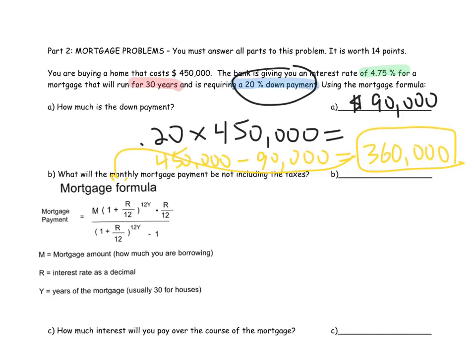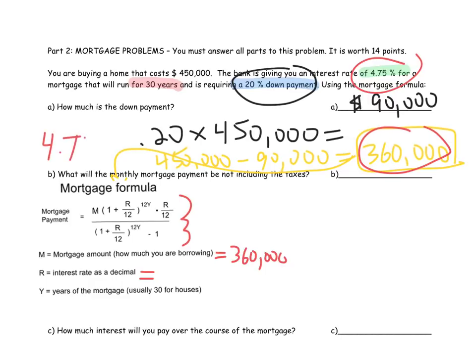Part B, what will the monthly mortgage payment be, not including the taxes? Well, here's our mortgage formula, and the three values that you need to use the formula are M, the mortgage amount, how much you're borrowing, which in this case is this $360,000 number. R is the interest rate as a decimal. So here we have 4.75%. We will move the decimal point 2 places to the left. So here the R is 0.0475. And normally the years of a mortgage for a home, and the question does say, is 30 years.